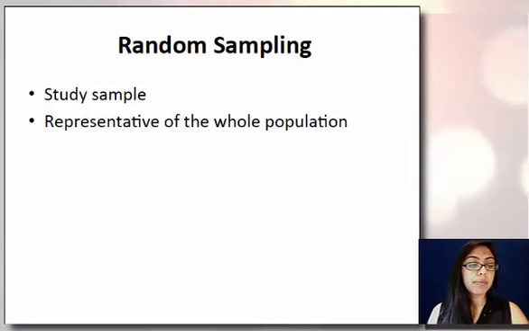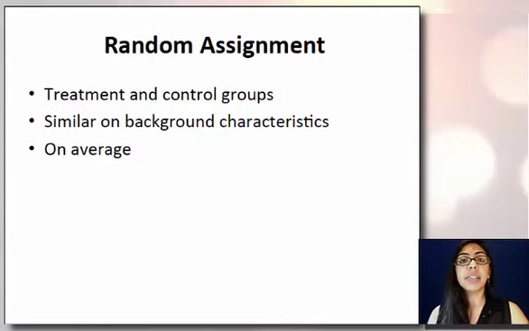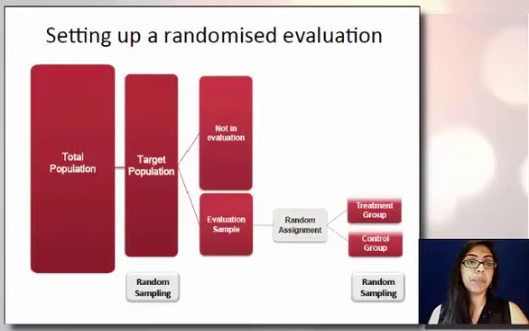This is used in randomized evaluations often to select a sample, but doesn't need to be exclusively used in randomized evaluations. Random assignment, on the other hand, relates to treatment and control groups, and it ensures that the treatment and control groups are on average similar on background characteristics. And this could relate to two or more comparable groups, and it forms the basis of the randomized evaluation, and it's what allows you to say that the evaluation you're doing is randomized.